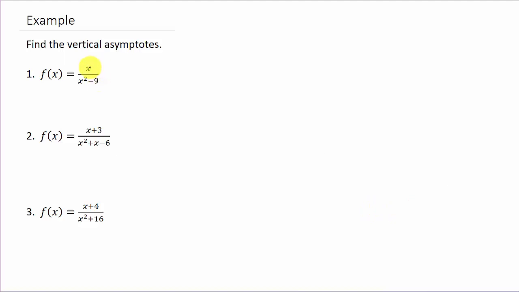All right, so let's look at number one. What we're going to do is set the denominator equal to 0 and solve. So we take the x squared minus 9 and set it equal to 0. We can use the square root property: x squared equals 9. All I did is add 9 to both sides. By the square root property, x is equal to plus or minus the square root of 9, so x is equal to plus or minus 3.